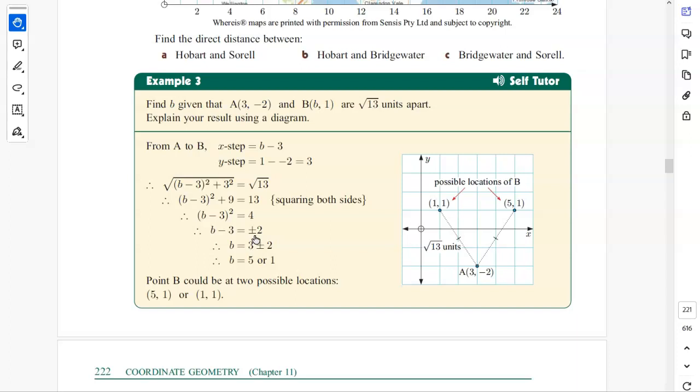So if I go 2, so what times itself gives me 4? So 2 times 2 gives me 4. But what's negative 2 times negative 2? 4, because a negative times a negative is a positive. What's the square root of negative 4?